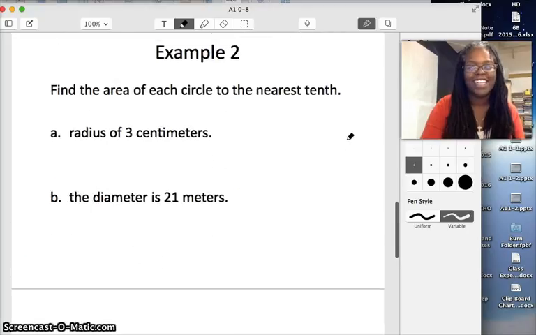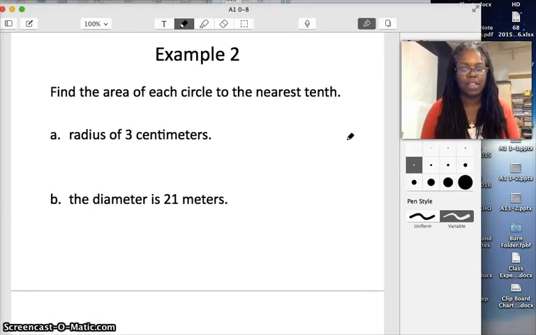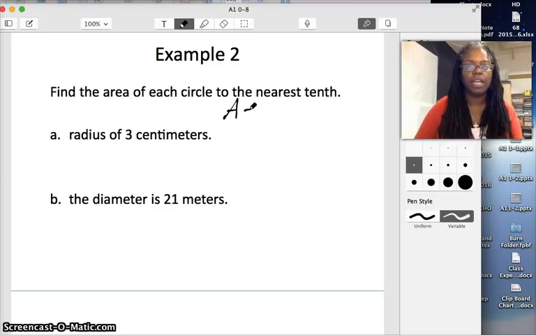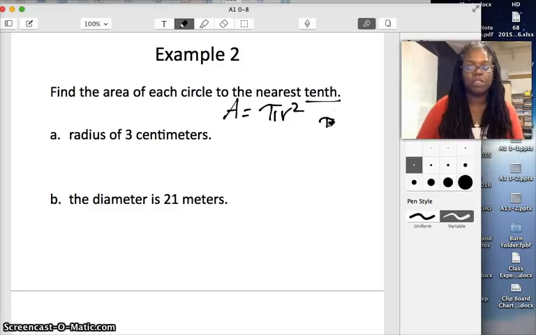All right, let's take a look at example 2. Find the area of each circle to the nearest tenth. So now we're using this formula. Area is equal to pi r squared. And again, we're going to concentrate on the tenth. For my intents and purposes, we're just going to use pi is equal to 3.14.